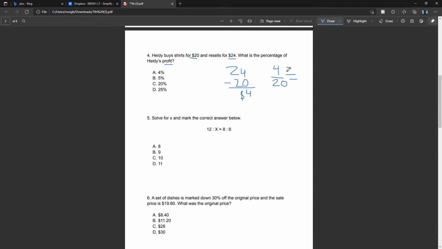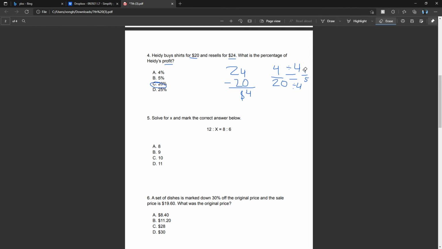And you notice you can divide the top and bottom by 4. So the 4 divided by 4 is 1, and then 20 divided by 4 is 5. You can do this on a calculator if your calculator supports it, but you can also just do it this way too. And so then you get 1/5, and 1/5 is 20%.